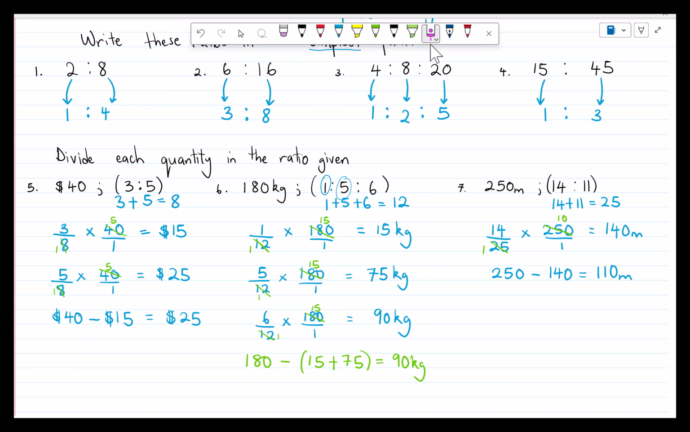Or if you only have two ratios like what you had here, 3:5, and what you had here, 14:11, we could simply just subtract for the other ratio.